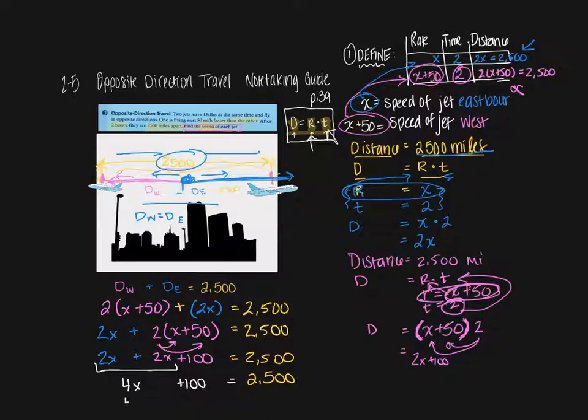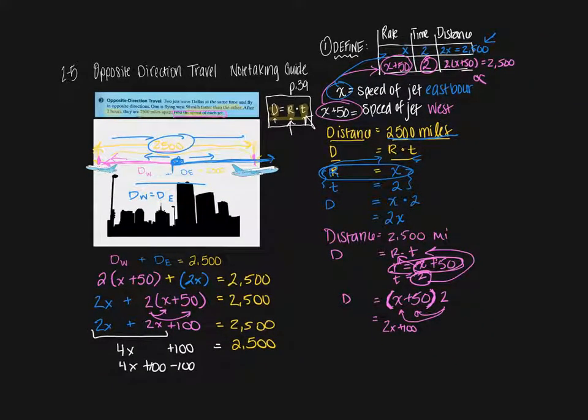I have 4x plus 100 minus 100 equals 2,500 minus 100, because what I do to one side, I've got to also do to the other. These cross out and I'm left with 4x equals 2,400. Divide by 4. And hopefully you get x equals 600.